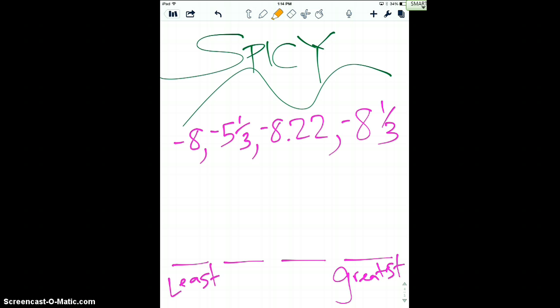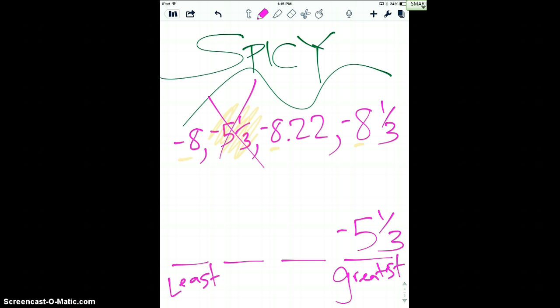Do I have a negative that's closer to 0 that I can see off the top of my head without doing really any math, just number sense in my brain? I see one of them that is closer to 0, and that's this one. 5 negatives is closer to 0 than 8 negatives. So I'm going to place that one over here at the greatest. -5 1/3 is the closest to 0 that we'll get. Okay, got that one. So that one's out the door.